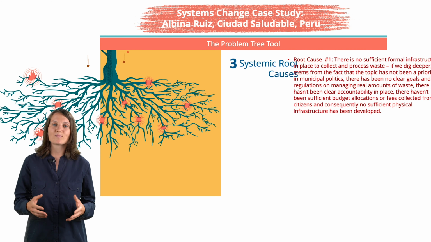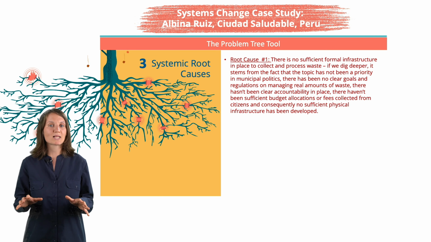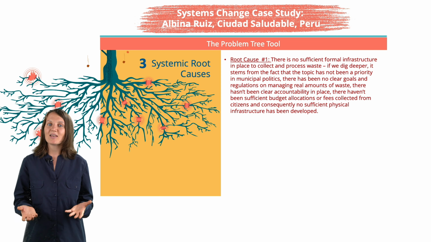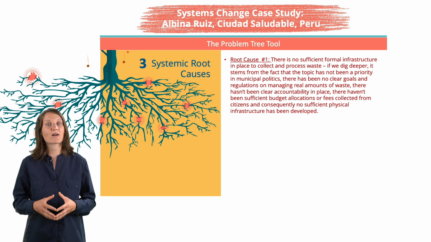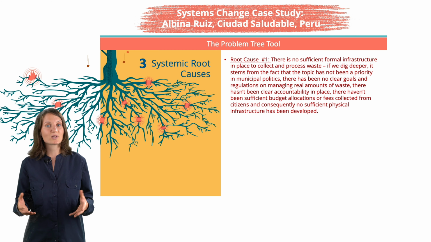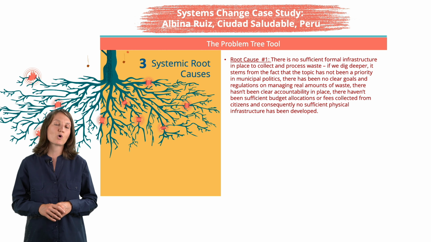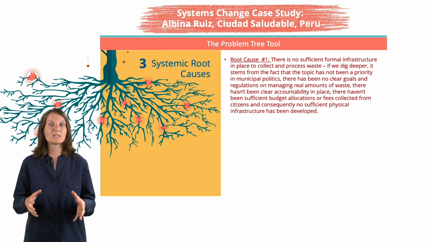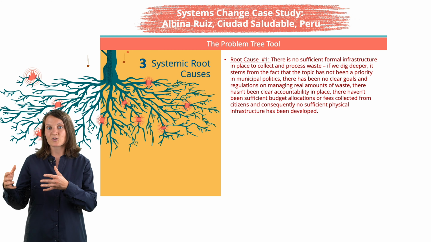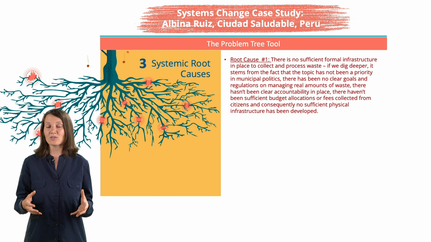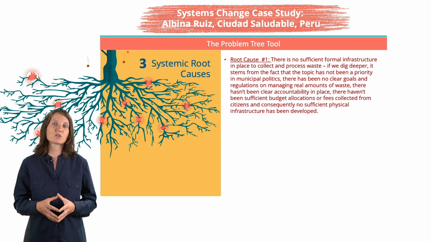Root cause 1. There is no sufficient formal infrastructure in place to collect and process waste. If we dig deeper, it stems from the fact that the topic has not been a priority in municipal politics. There have been no clear goals and regulations on managing real amounts of waste. There hasn't been clear accountability in place. There haven't been sufficient budget allocations or fees collected from citizens, and consequently, no sufficient physical infrastructure has been developed.